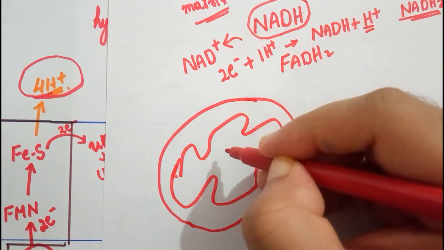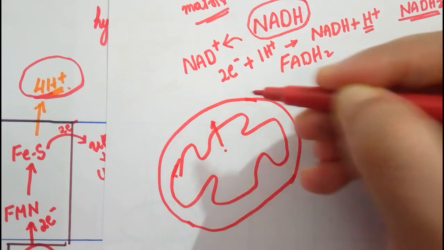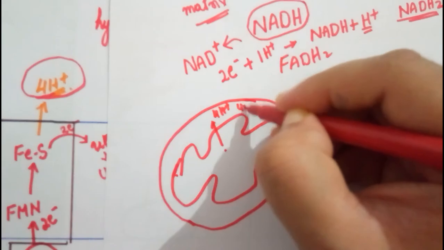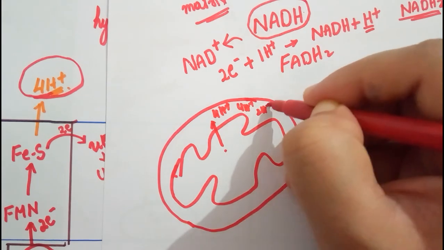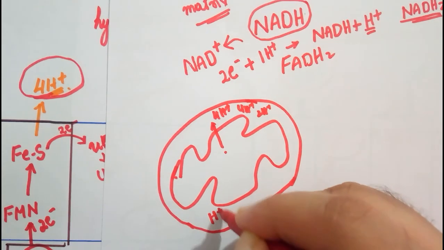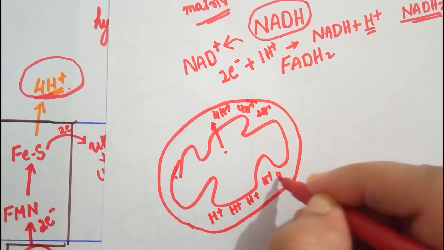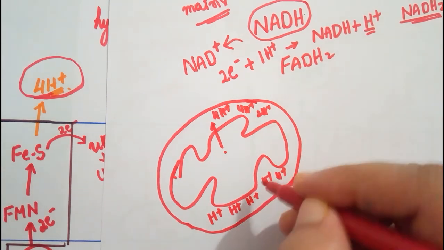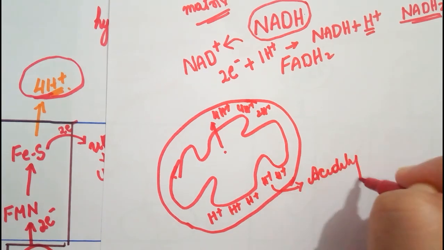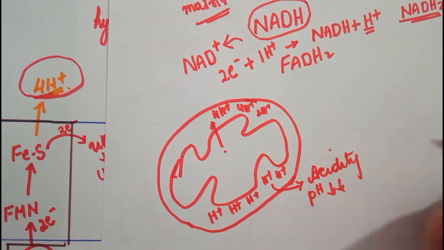Now from the matrix, through these electron transporters, protons are being pumped here. Four protons, 2 protons are being pumped here. So what is happening in the intermembrane space? The proton concentration is increasing, which means acidity is increasing, which means pH is decreasing.